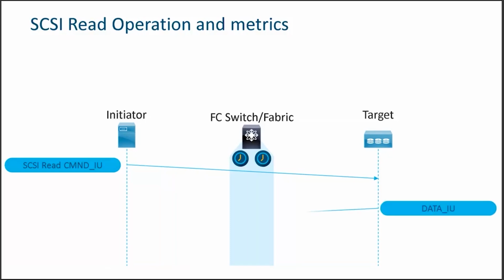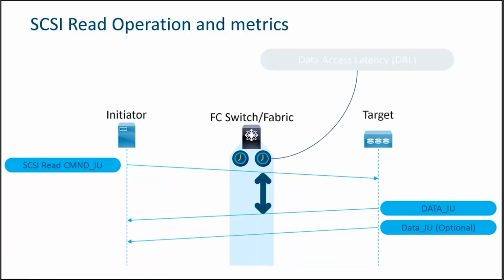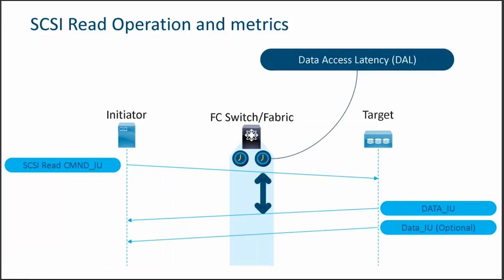It reaches the target, and the target takes a while to find where the data is, whatever the logic of that storage array is, and it sends the data, right? Depending on how large the read command size is, there would be many frames, because the maximum frame size in Fibre Channel is around 2K. We just looked at that. So let's say the read IO size is 64K. That roughly translates to 32 frames, maybe 33 frames, a rough calculation.